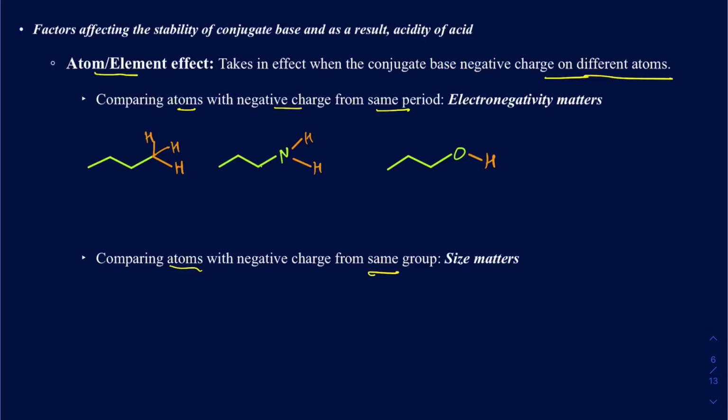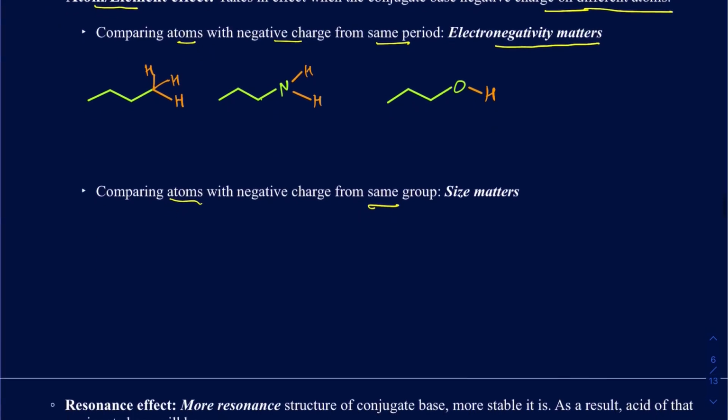So there are two different reasonings behind those two. If your atoms that are bearing the negative charge are from the same period, then electronegativity matters. So whoever is more electronegative is going to give the most stable conjugate base, because it's most likely to retain that negative charge, and as a result it's going to be more stable. And keep in mind that's only for the period.